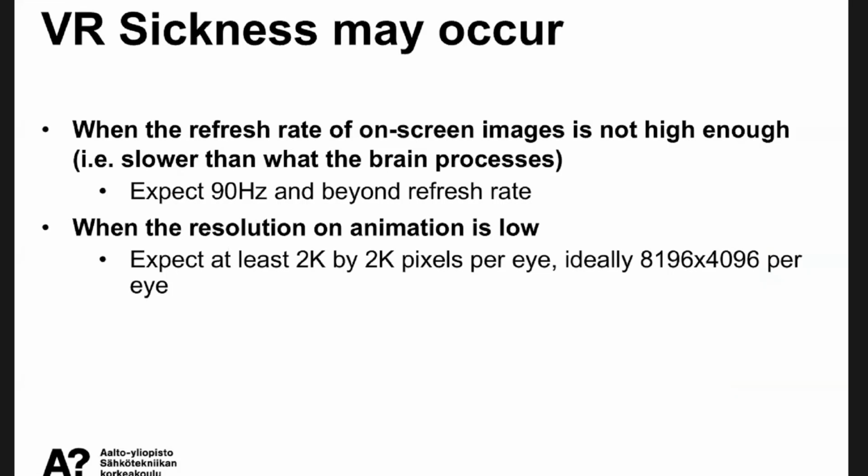Currently the resolution we can see, for example, from the phone display or from the headset, is typically a maximum of 4K or even lower. But what is actually expected is per eye. For each eye, there needs to be at least 2K by 2K pixels, and ideally it should go to even 8K per eye. And this is something that we cannot achieve yet.